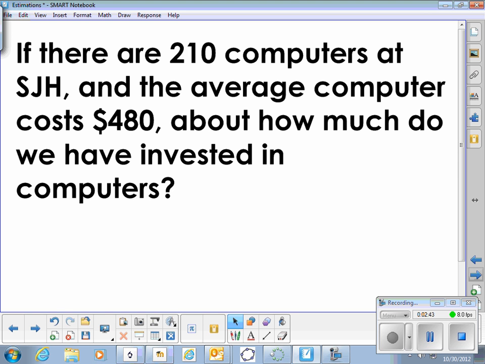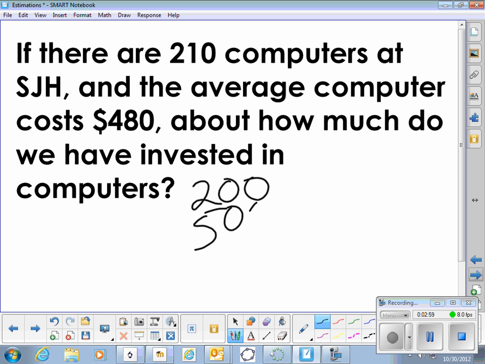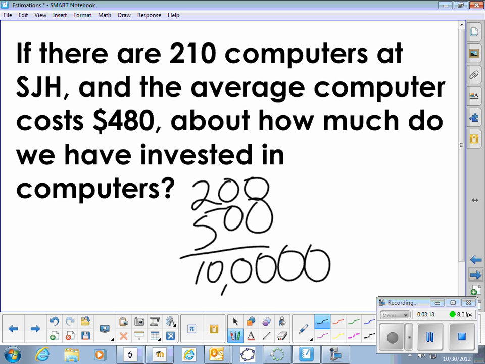Let's say there's 210 computers at San Juan High, and the average computer costs about $480. How much do we have invested in computers? Well, let's say 200 computers, just for round numbers, and let's say $500, just for round numbers. 2 times 5 is 10. There's 4 zeros in this problem. Whoops. So $100,000 worth of computers at San Juan High School.